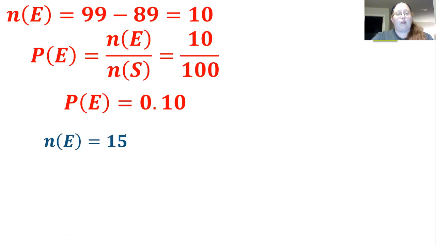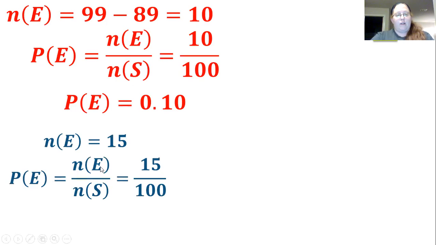The next one we want to look at is less than 15. So that gives us the event NE is going to be 15. And again, the sample space is still going to be 100. So what you're going to do is replace the NE with 15 and NS with 100. So you have 15 over 100 equals 0.15.